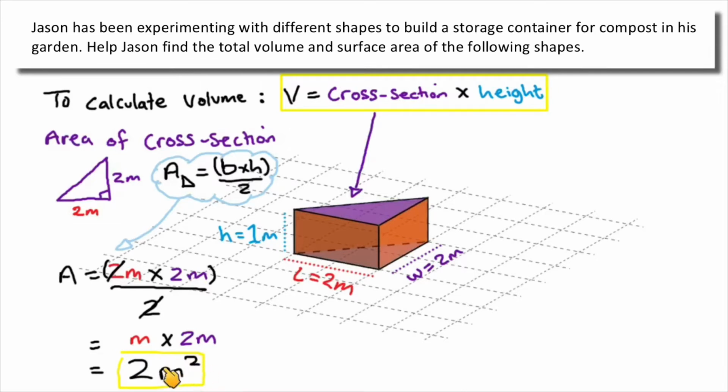Remember the units of measure. Remember m times m gives us m squared. So 2 meters squared. Now the cross section times the height will give us the total volume. In this case, we get 2 meters squared times 1 meter, which gives us 2 meters cubed.